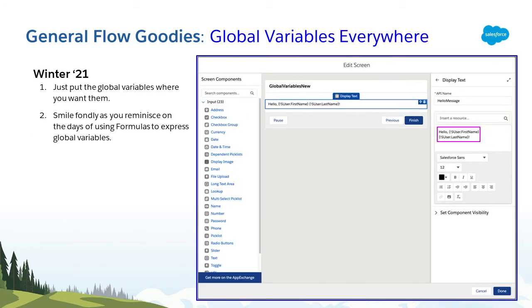So starting in Winter 21, you can skip all that. Just drop global variables inline wherever you need them, and get that glorious Flow autocomplete as well. Smile fondly as you reminisce on the bygone days of using formulas to express global variables. Enough said, really. Hope you enjoy.